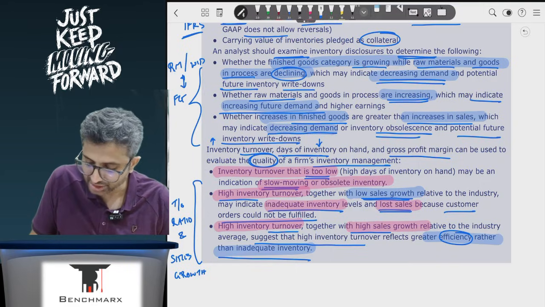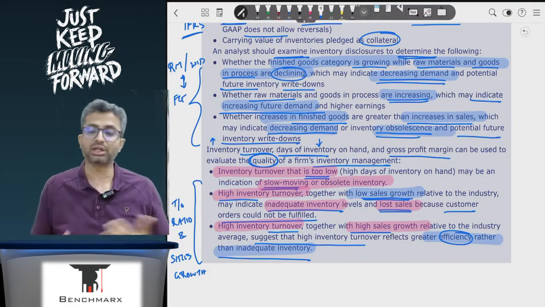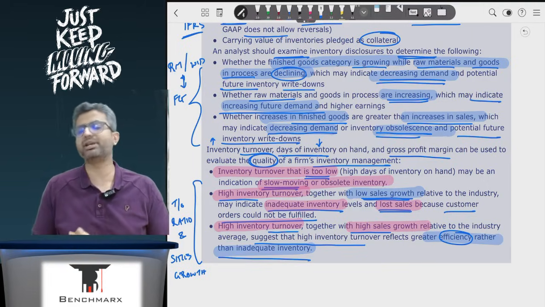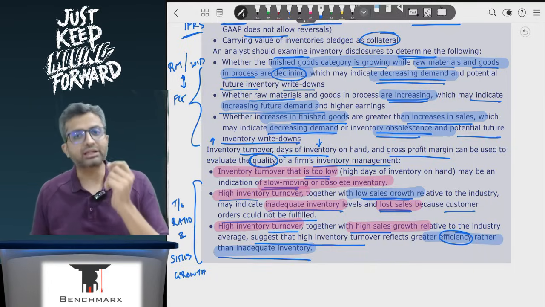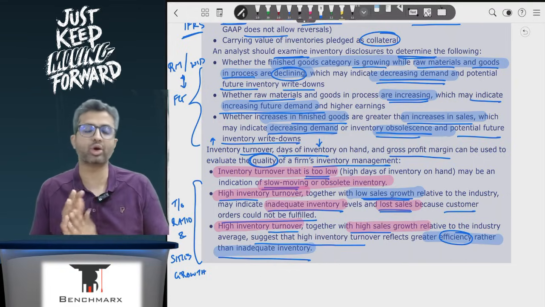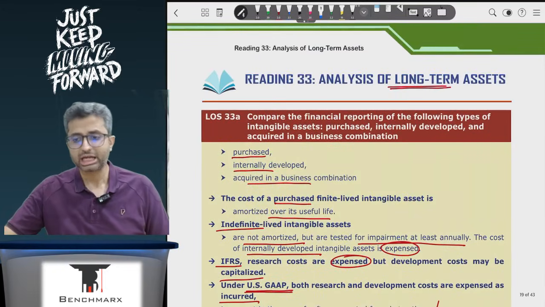It might showcase decreasing demand and obsolescence on an inventory, which can possibly result in a future inventory write-off. So this is very, very important from an inventory perspective. Definitely, I can almost certainly vouch for the fact that you will get a question at least on your inventory section in your MCQs. Next, you go into long-term assets.